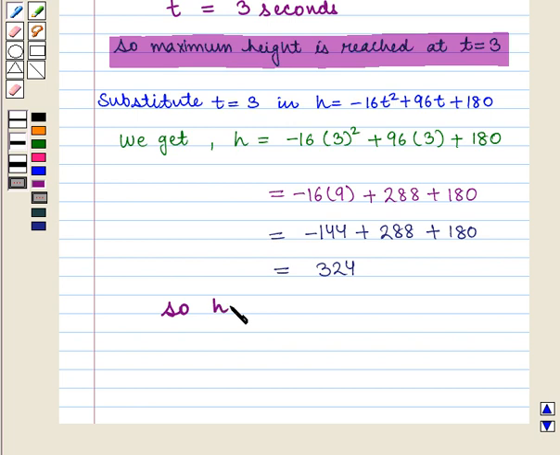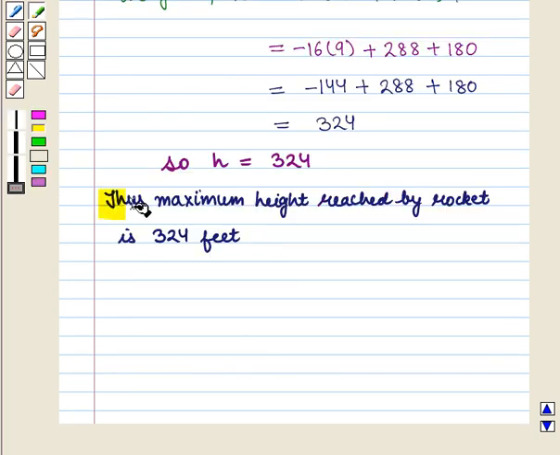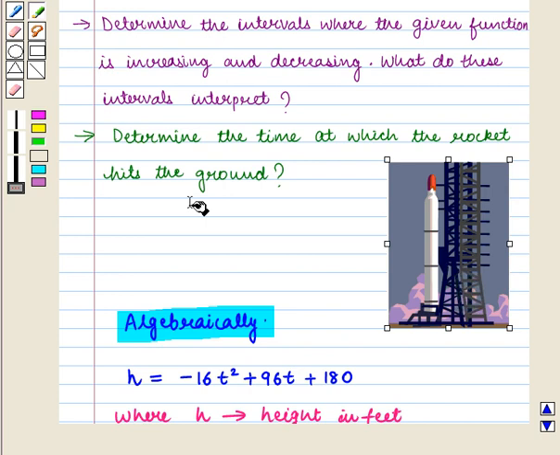So we get h is equal to 324. Thus, the maximum height reached by the rocket is 324 feet. Now first, we shall determine the time at which the rocket hits the ground, and then we shall find out the intervals where the given function is increasing and decreasing, and what these intervals interpret.